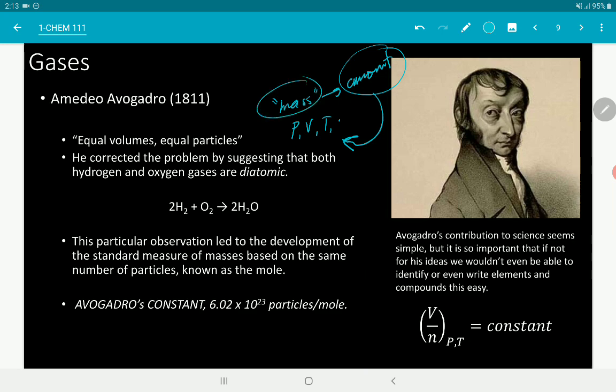Kasi yung mass, nakadepende pa yan sa kung ano yung iyong compound or yung kung ano ang iyong atom. Okay? Kasi magkakaibang atom, magkakaiba ng bigat. Pero the same number, okay, of different atoms. Kung halimbawa, meron kang 5 atoms ng helium at 5 atoms ng oxygen, at certain levels of pressure and temperature, pareho sila ng behavior. Okay? Pareho sila ng relationship sa volume. So that's how he discovered the Avogadro's law.